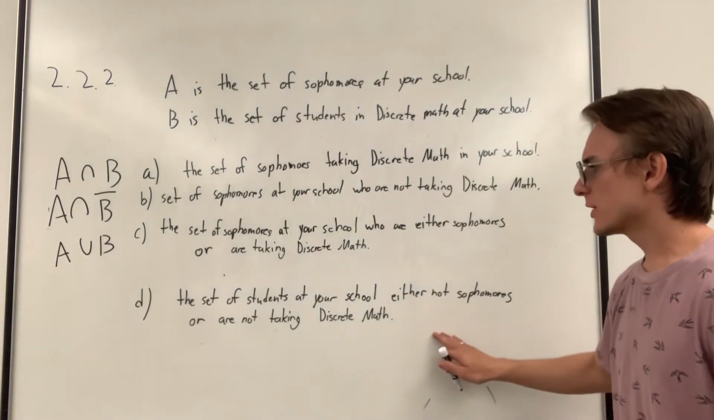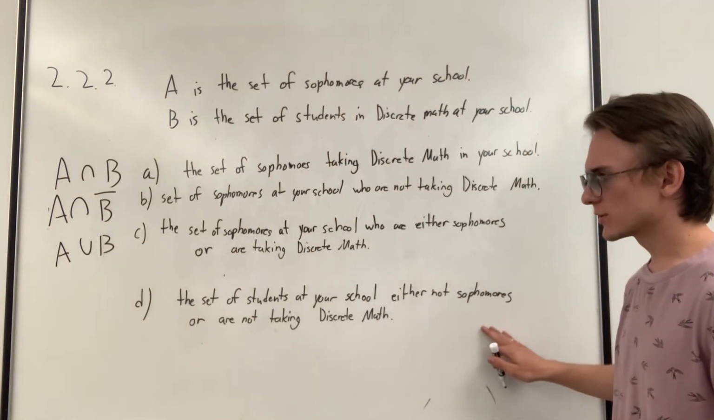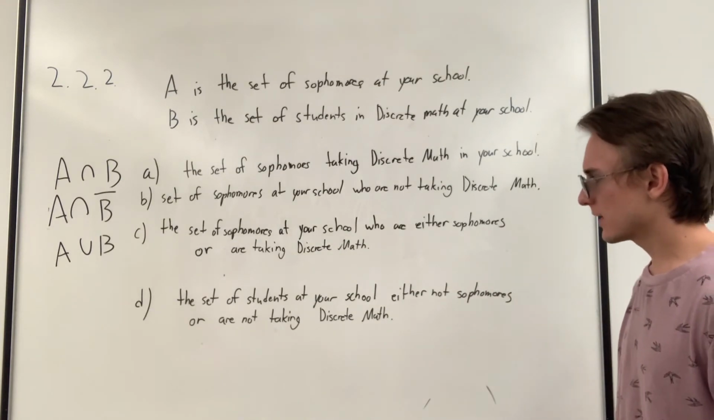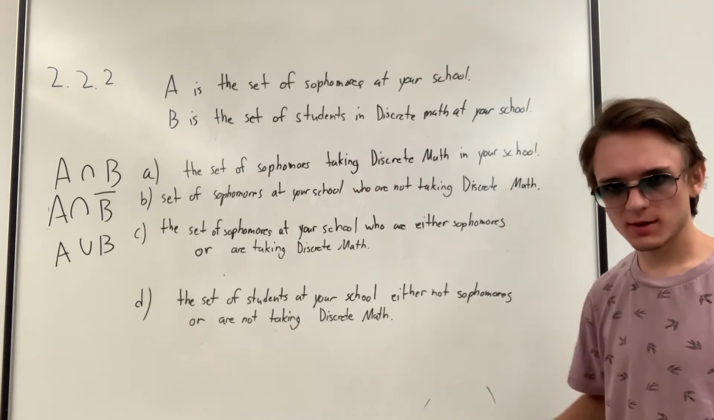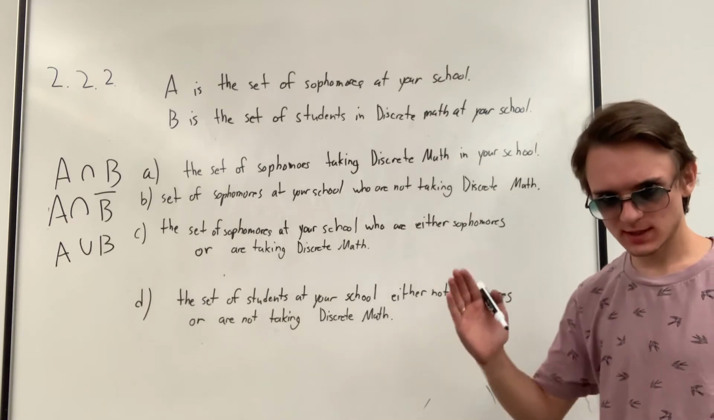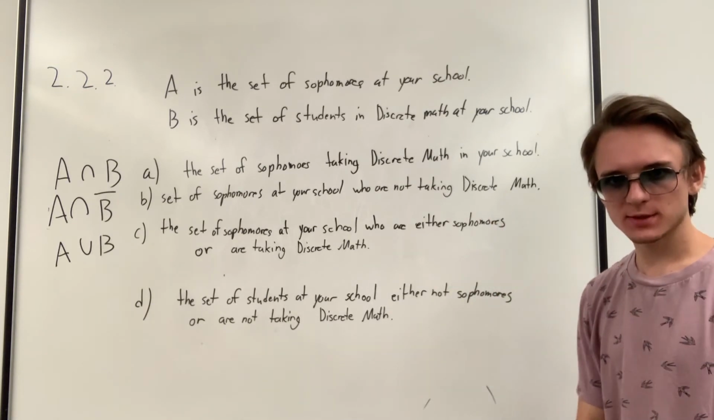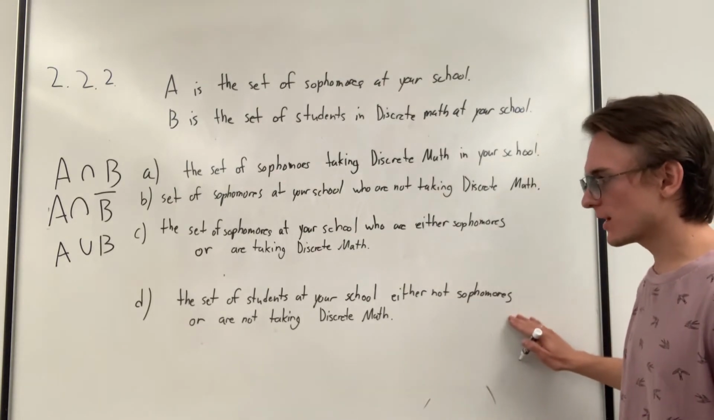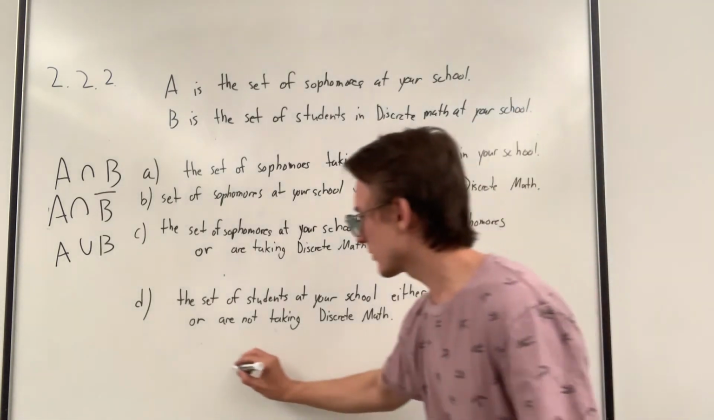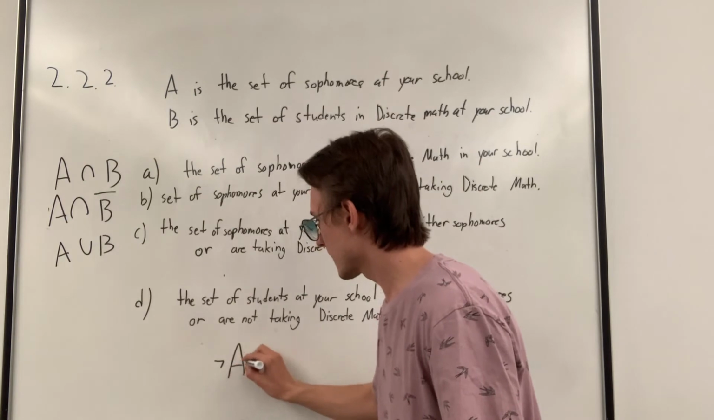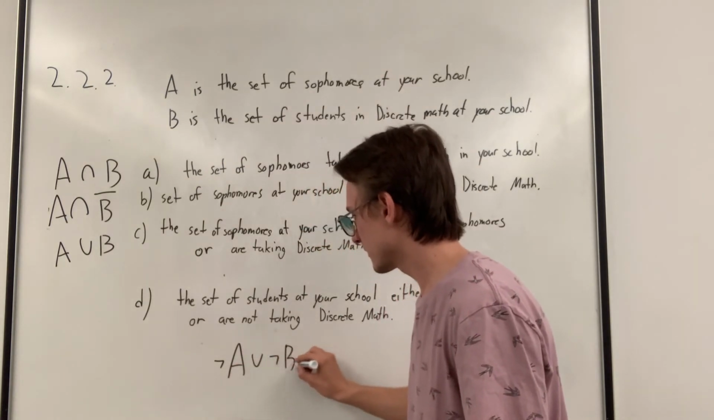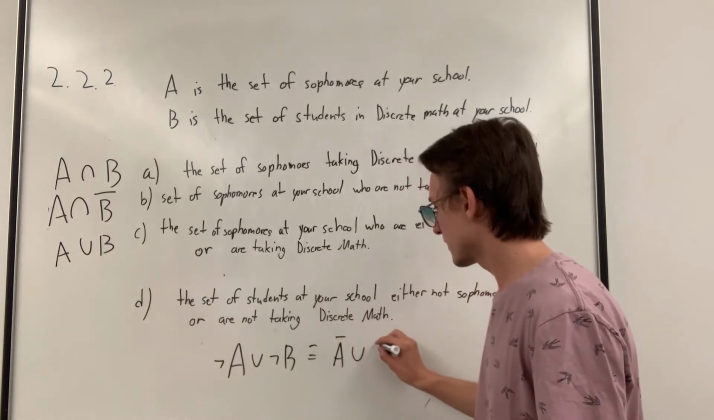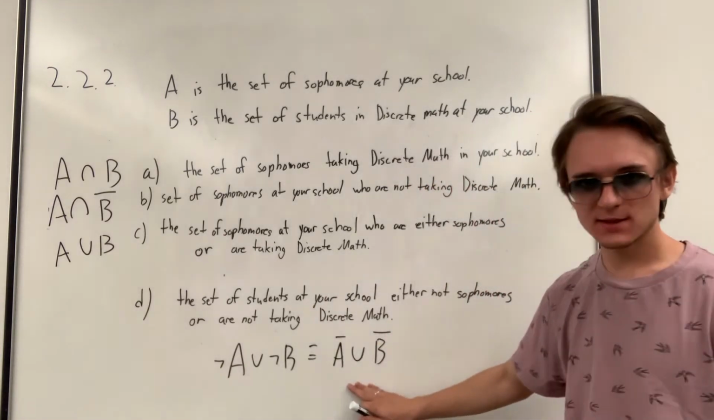The set of students at your school, either not sophomores or are not taking discrete math. So again, we have the word either, so we probably have a union, that same thing as an or operator in propositional logic. But we also have a negation of A and a negation of B. So we would get the negation of A or the negation of B. In other words, A complement union B complement. And this is the answer.